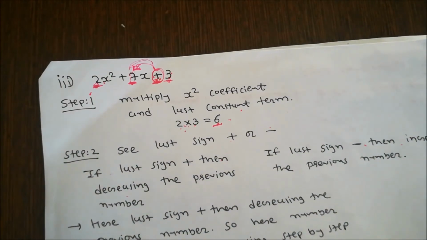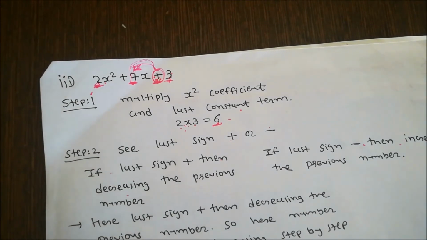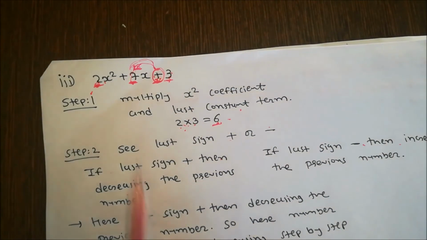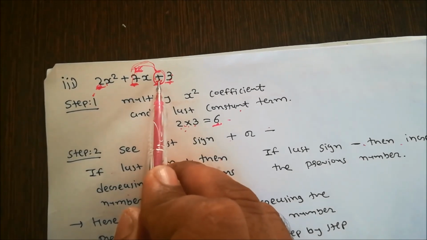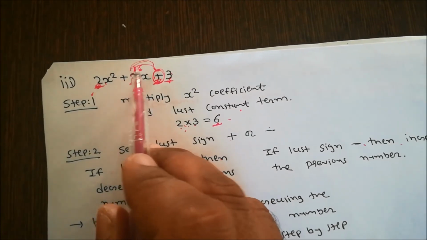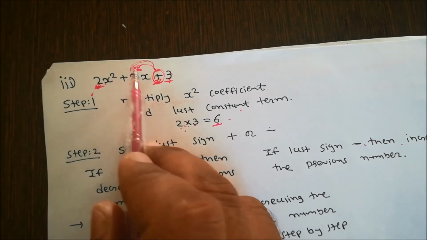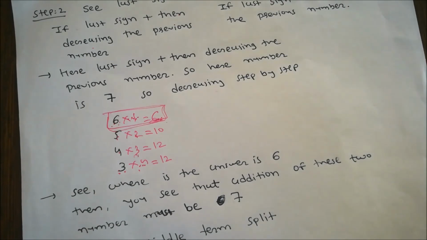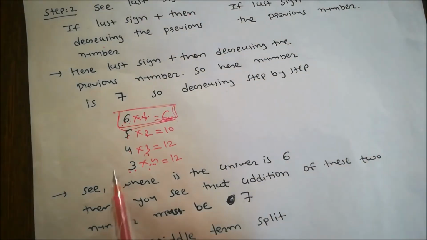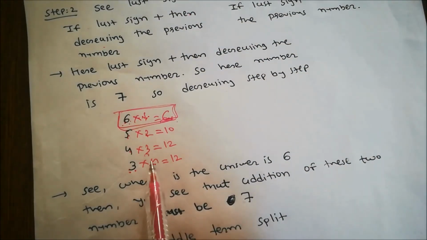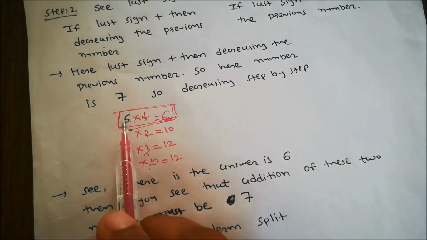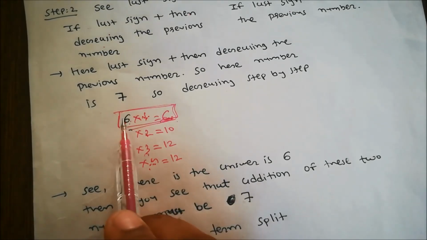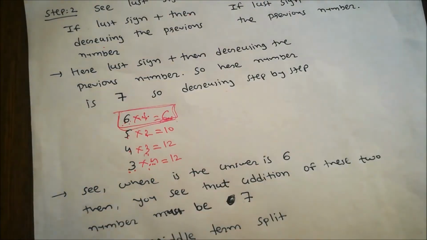Again I repeat, in first step multiply x square coefficient and last constant term. So 2 into 3 is equal to 6. In step number 2, see this last sign. If this last sign is positive, then decreasing the previous number. So here number is 7. So decreasing this number, start with number 6. So 6, 5, 4, 3 multiply 1, 2, 3, 4. We get answer 6. So 6 into 1 is equal to 6 and 6 plus 1 is equal to 7.